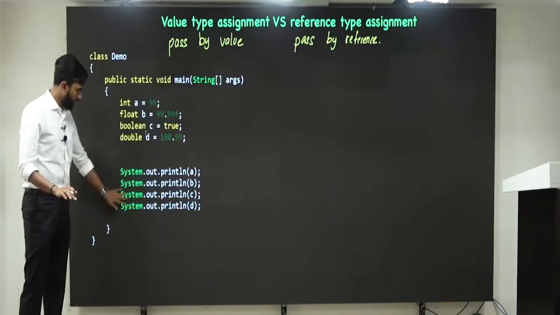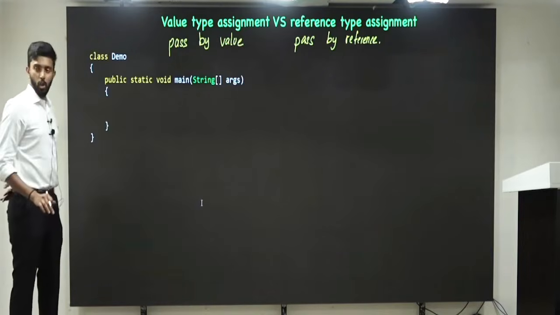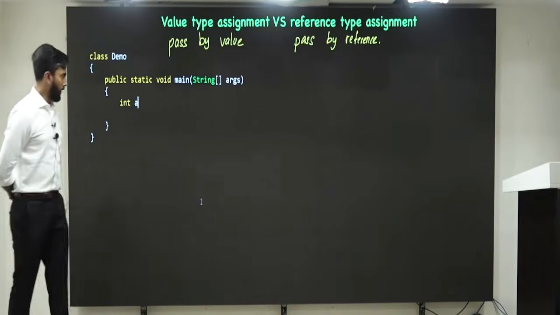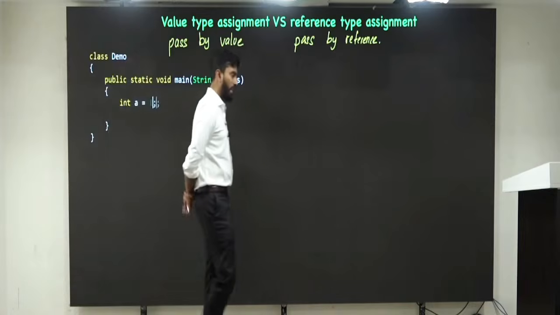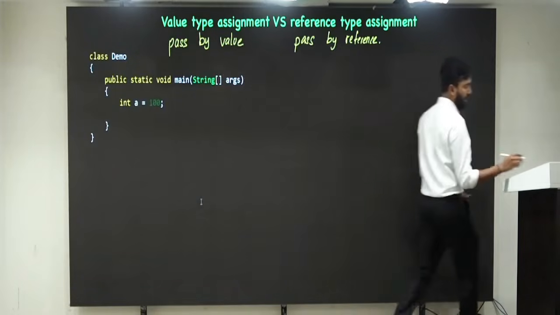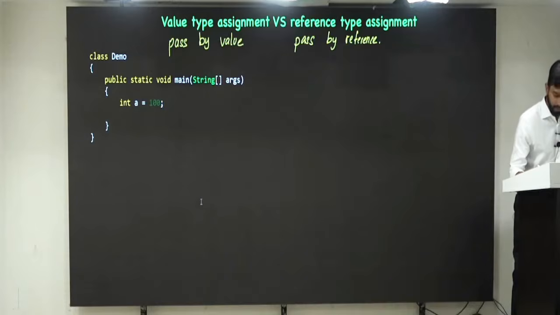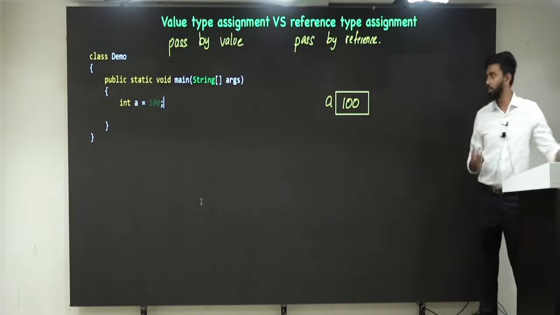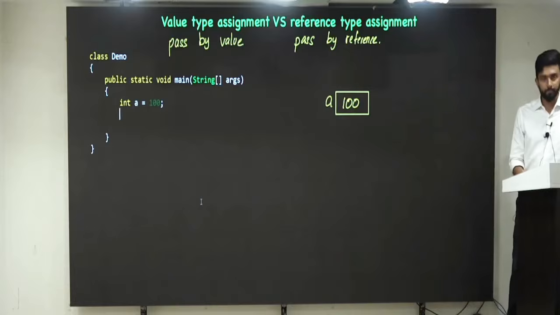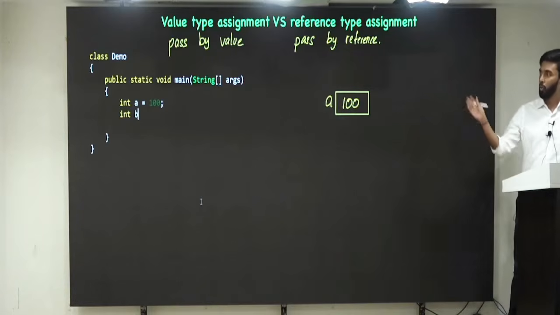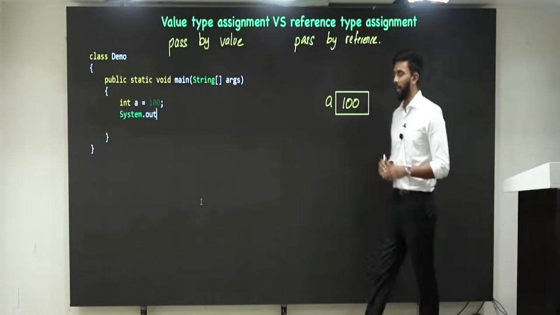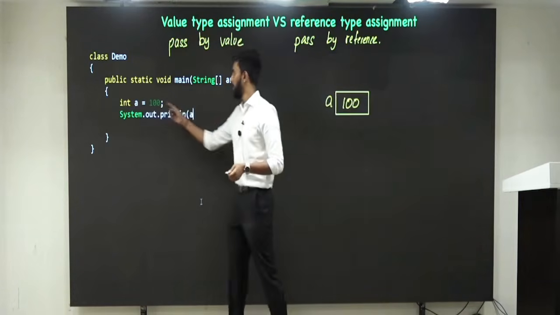Whatever is inside, I'll remove. Friends, observe. int A equal to 100. If I visualize this, I have a variable A. Inside A, I am storing 100. First let's print A once. System.out.println A. I am just printing A once for your reference.